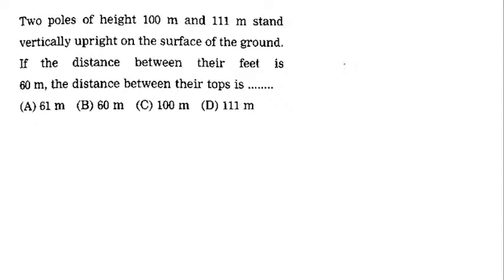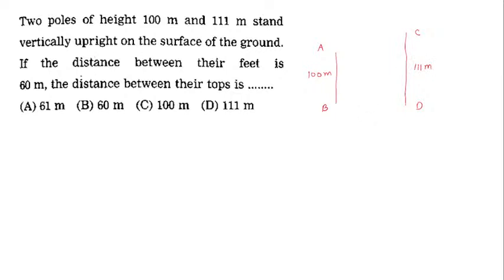Now first of all we should draw a diagram. It is given that there are two poles. Let's have the first pole as AB, which has the height of 100 meters. In the same way there is another pole which is slightly larger than the previous one. Let us consider this as CD, which has a length or height of 111 meters.